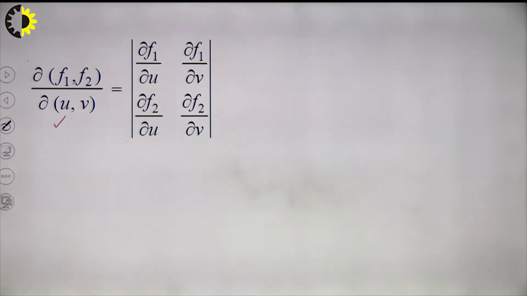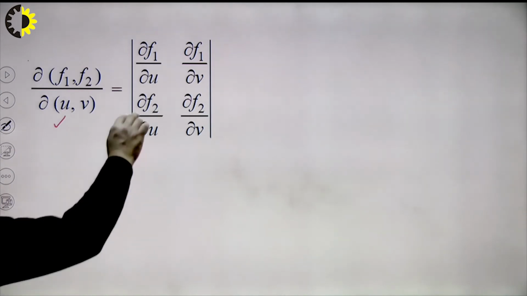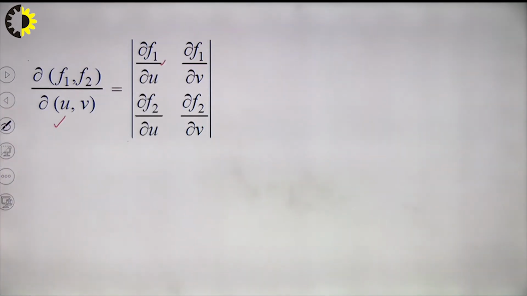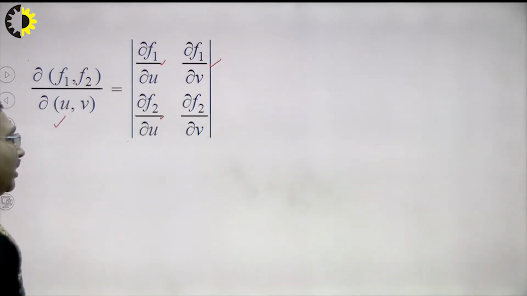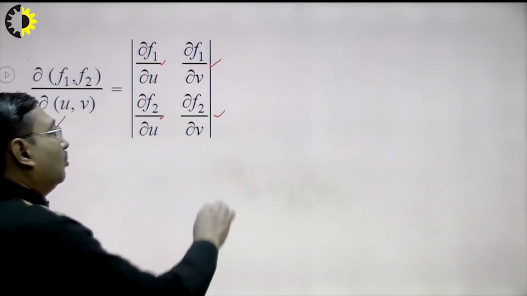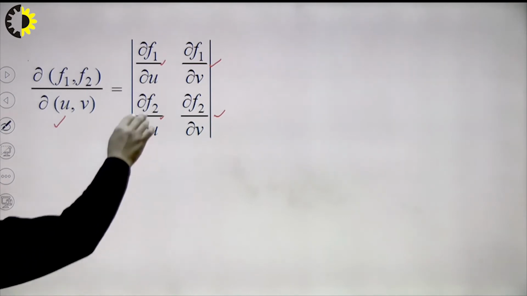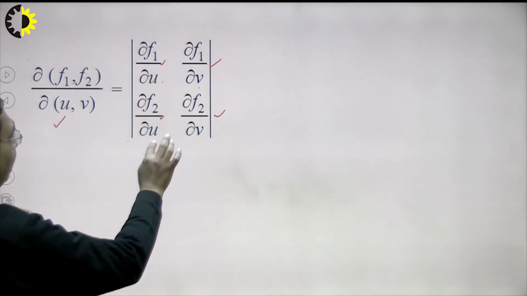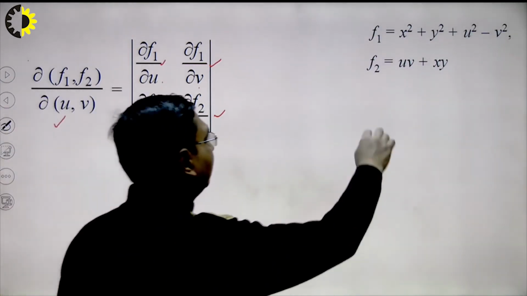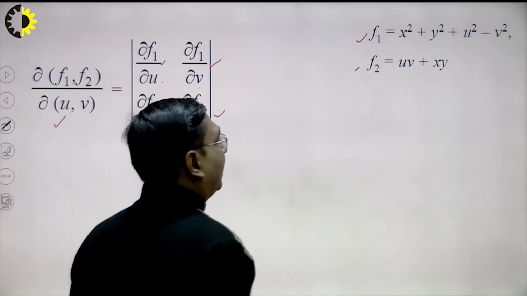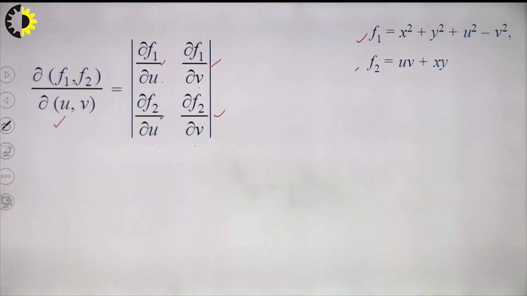This ∂(f1,f2)/∂(u,v) is the determinant with ∂f1/∂u, ∂f1/∂v, ∂f2/∂u, ∂f2/∂v. Now we shall calculate the concerned partial derivatives, and those derivatives will be substituted here. These are the values of f1 and f2 assumed by us in the beginning.